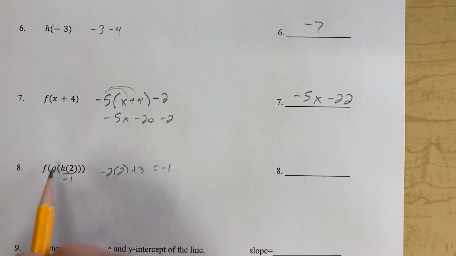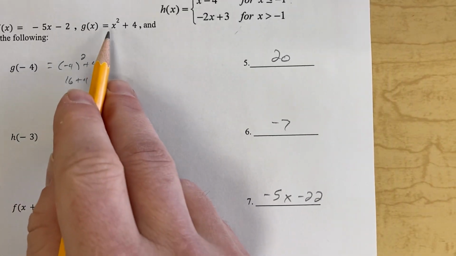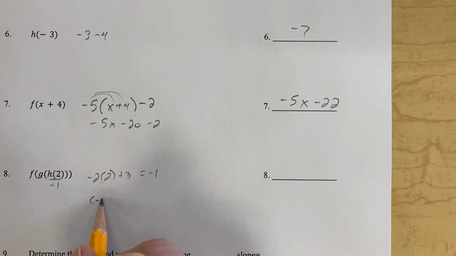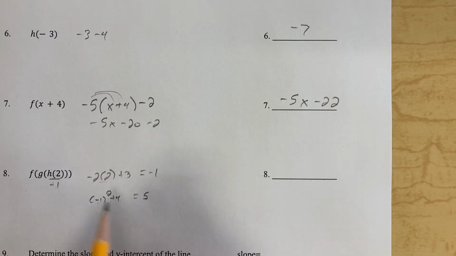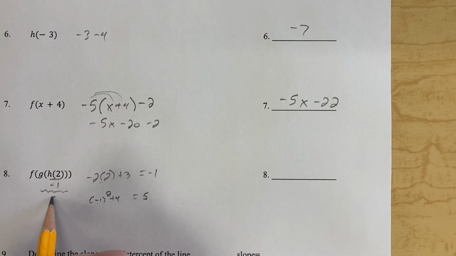That's going to go into the g function now. So we're going to put negative 1 in there and go negative 1 squared plus 4. That's 1 plus 4, which gives us 5. So all of this is 5.